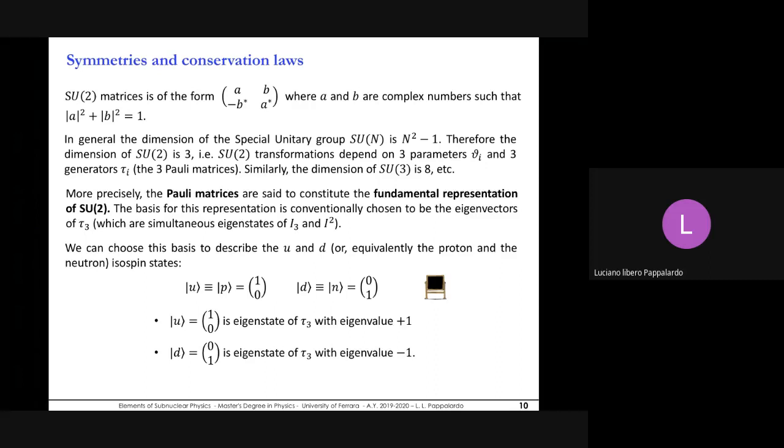We have seen that the up quark, or equivalently the proton state, which is (1, 0) in the isospin space, is an eigenstate of tau 3 with eigenvalue +1, and the down quark, or equivalently the neutron state, which is (0, 1), is an eigenstate of T3, but now with eigenvalue -1. And let me note again that this is the same notation used for spin up and spin down for a spin 1/2 particle, as you know already from quantum mechanics.